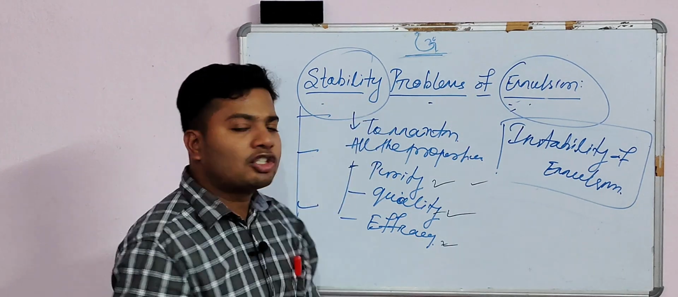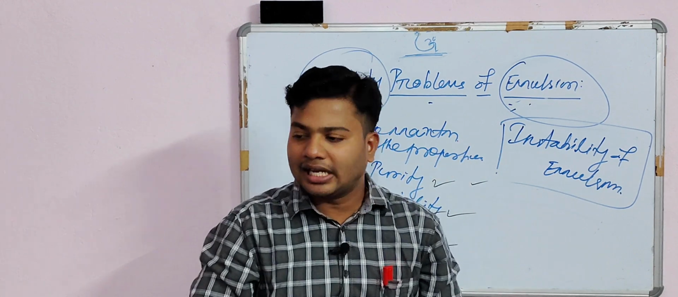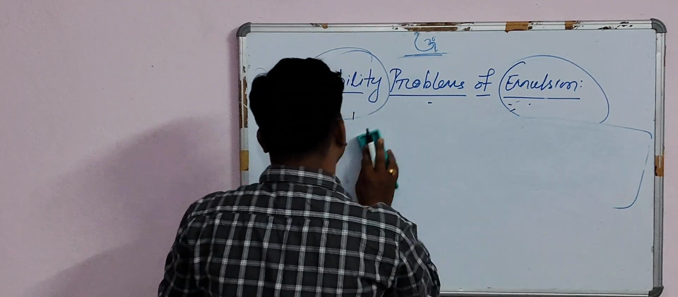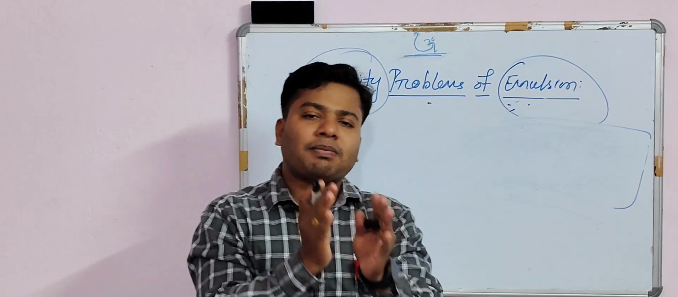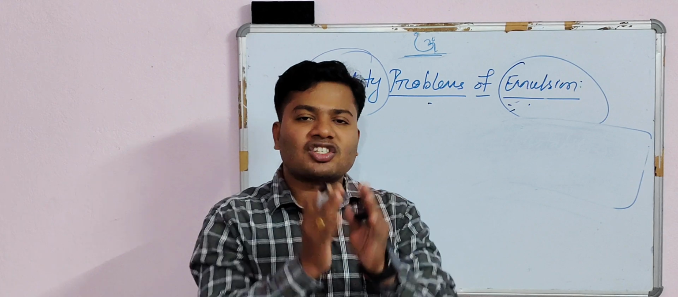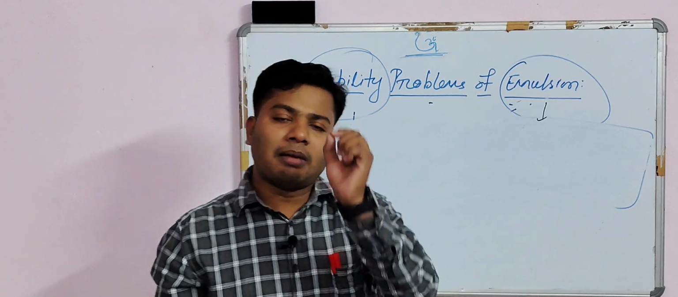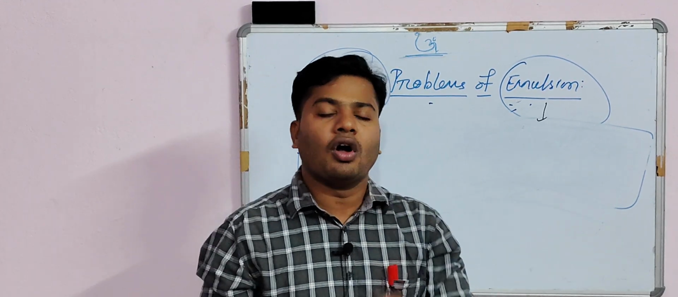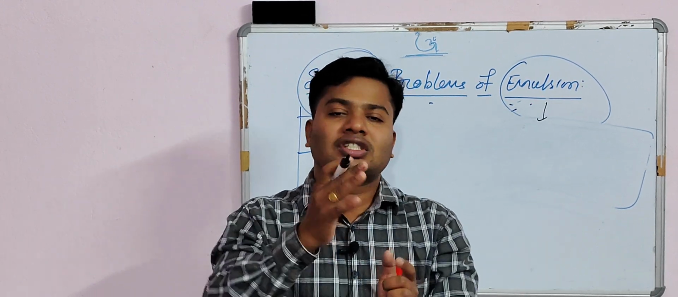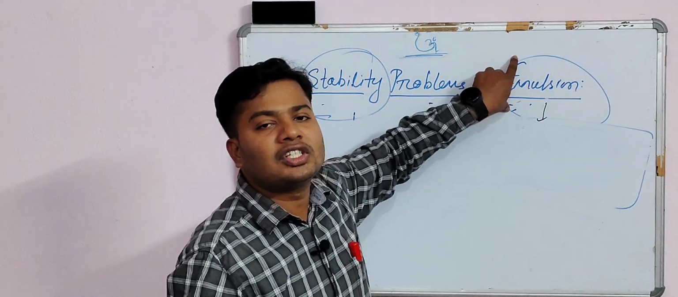Now come to the point: what do you mean by stability of an emulsion, or at what time can you say that is the stability of an emulsion? When the dispersed globules are uniformly distributed throughout the dispersion medium, at that time you can say that is the stability of an emulsion. Or when the emulsion is chemically stable, or there is no microbial contamination during the shelf life, at that time also you can say that is the stability of an emulsion.